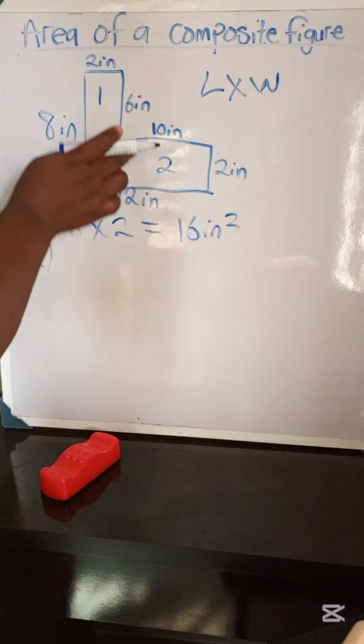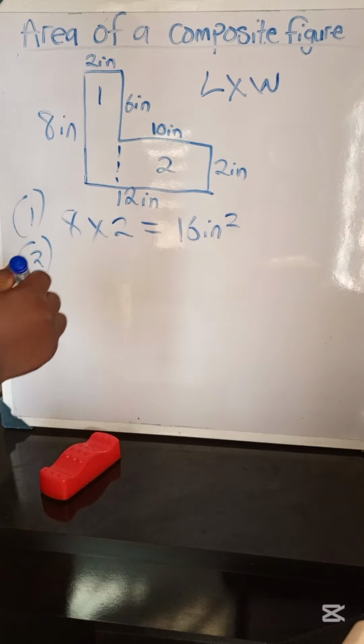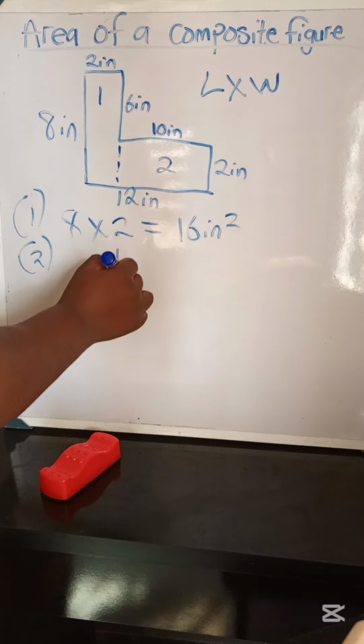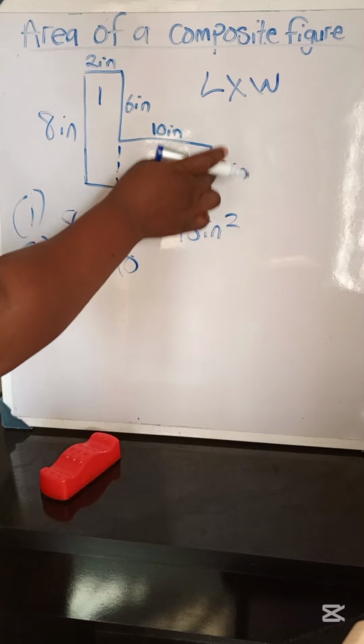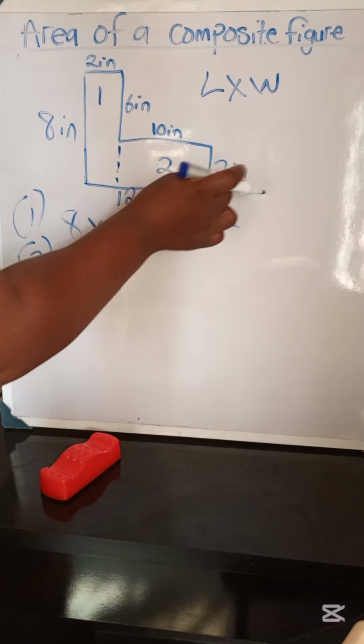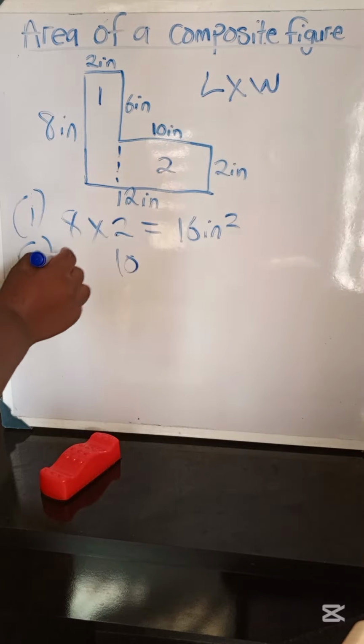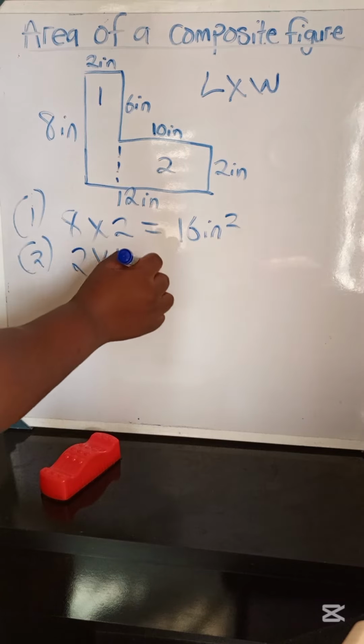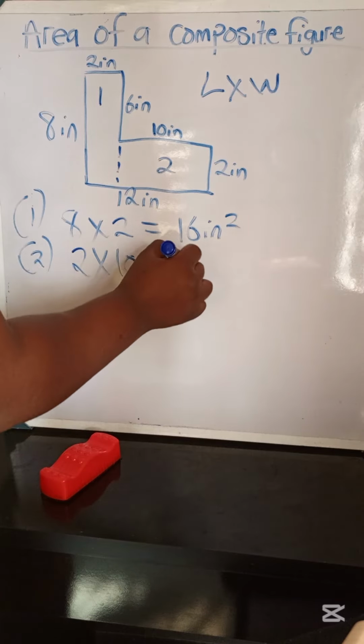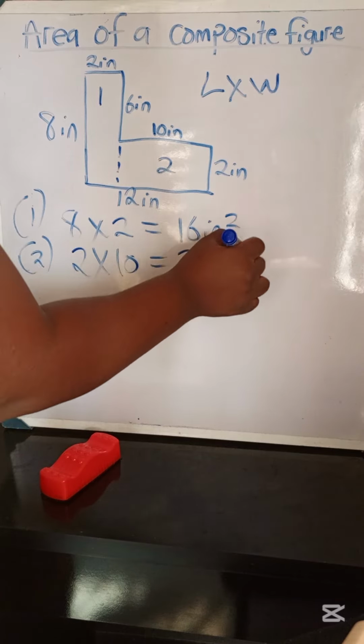And what number is there? 10. So we're going to go with 10 inches as our width. We're going to put that here. Our length is going to be 2 inches because it's on the other side, the height of this rectangle. So it's going to be 2 times 10, which is equal to 20 inches square.